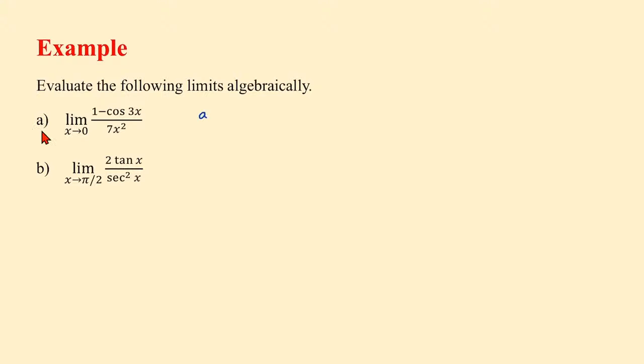So in part A, we have limit as x approaches 0 of 1 minus cosine 3x over 7x squared. First step in evaluating the limit is to try direct substitution. So if you try to plug in x equal to 0, in the numerator it will be 1 minus cosine 0. Cosine 0 is 1. So numerator becomes 1 minus 1, which is 0. And if we plug in 0 to the denominator, 7 times 0 squared, that is also 0.